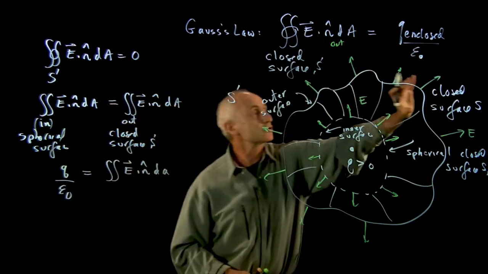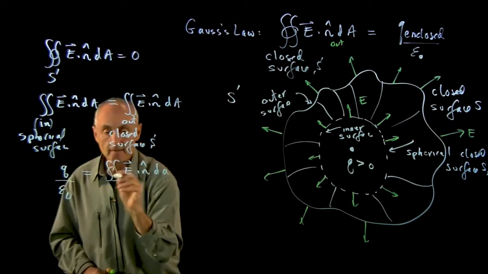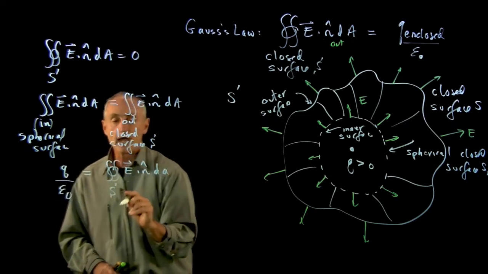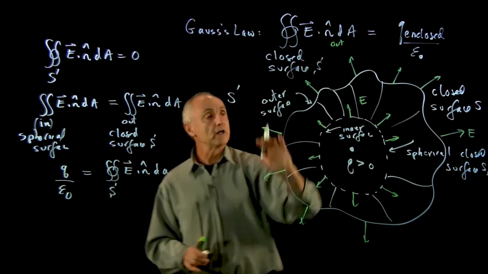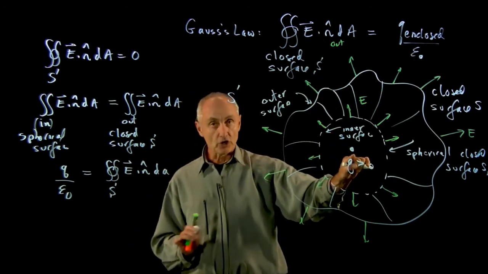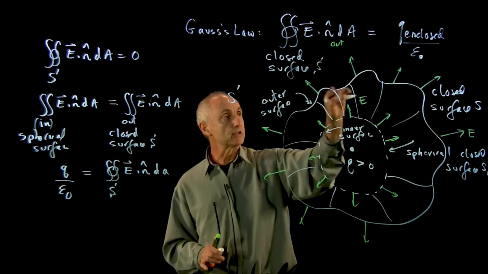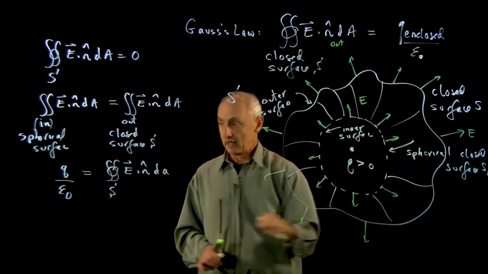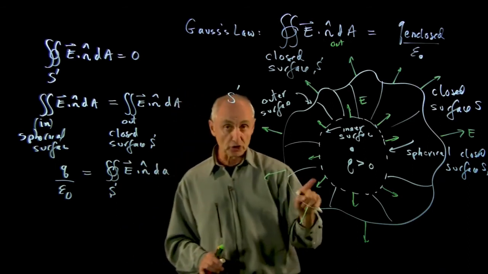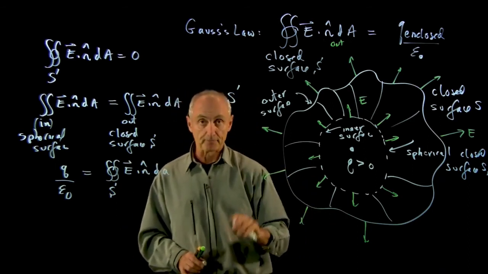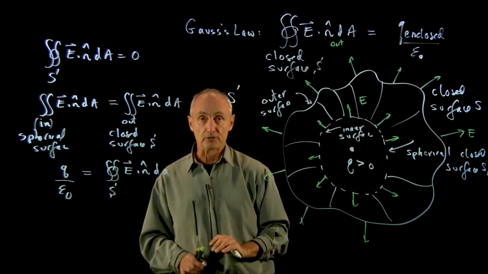Now our outer surface, closed surface S, and so we have our next step, which is to show that if I put a point charge in space and I surround it by an arbitrary closed surface, the flux through that arbitrary closed surface is just the charge enclosed divided by epsilon naught. And we have one last small step to go.